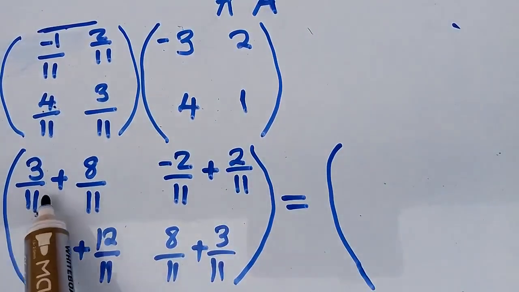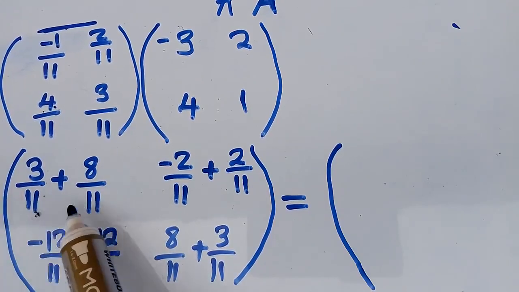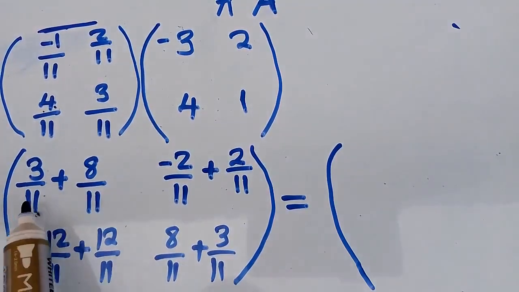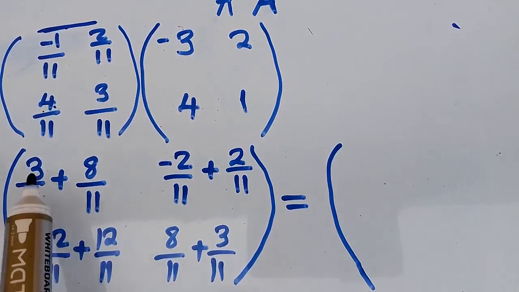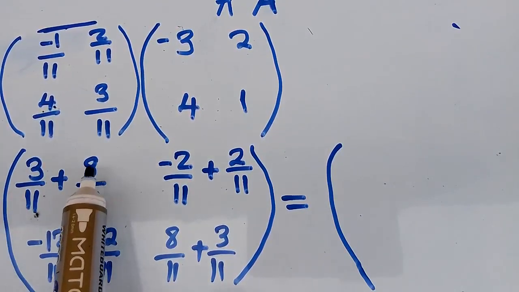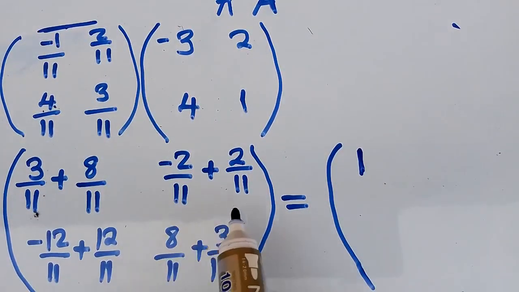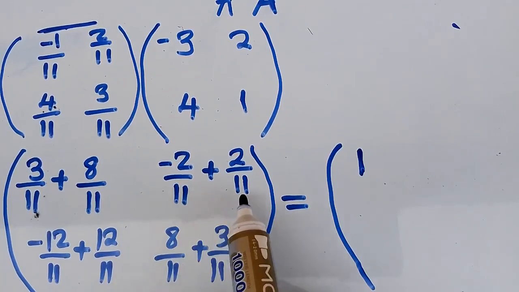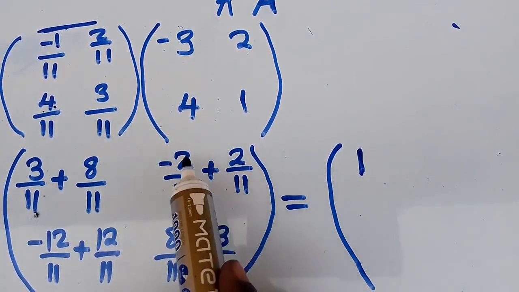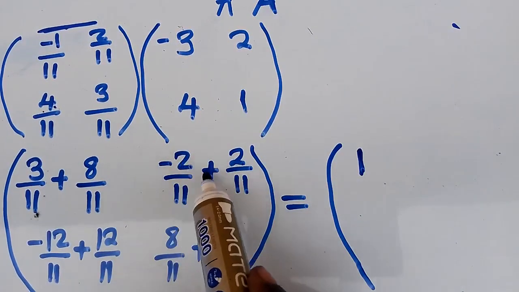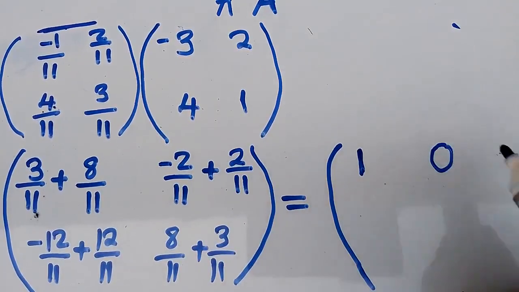Here, you know that you have the common denominator, the same denominator. The denominator is repeating itself. So we are just adding the numerators, the numbers on top. 3 plus 8 is 11, and 11 divided by 11 is 1. So you're going to have a 1 there. What is negative 2 plus 2? 0. 0 divided by 11 is 0.